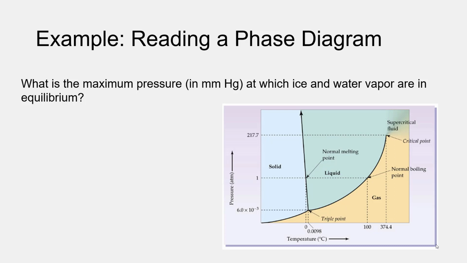And we're given a phase diagram for water. So before we answer the question, the strategy obviously is going to be to read the phase diagram to figure out that maximum pressure. But first, let's take a look at the phase diagram, recognize the different regions, and talk about how we can interpret the information given to figure out that maximum pressure.